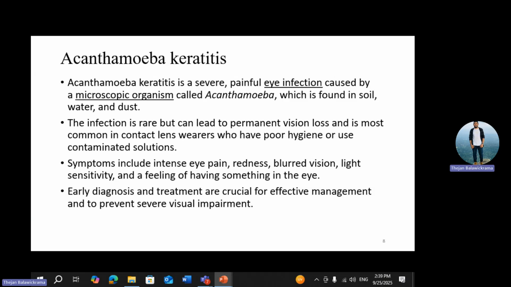Okay. That was about brain infection. The next one. This is a severe pain. This is another situation. That is acanthamoeba keratitis. This is the keratitis term that is coming, because this is coming under severe painful eye infection.